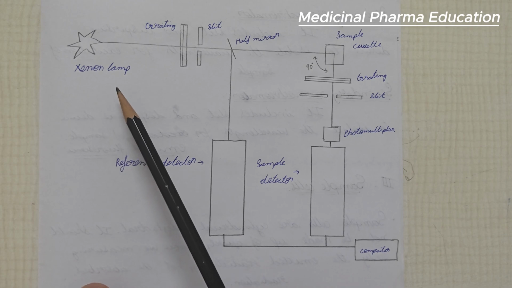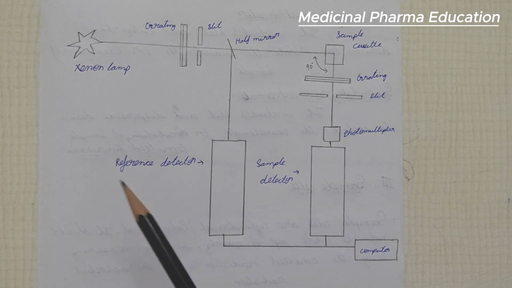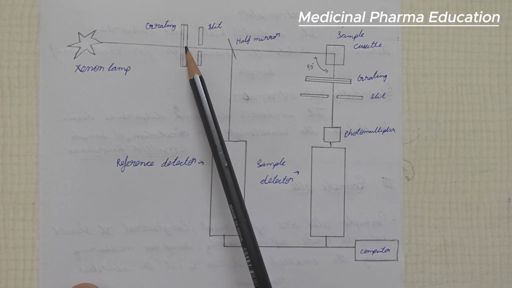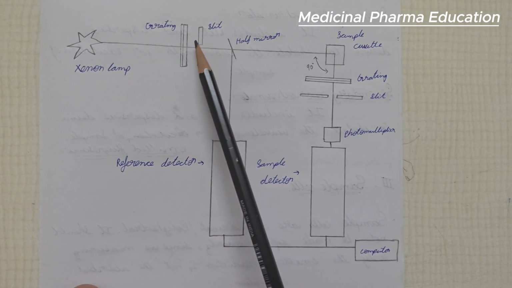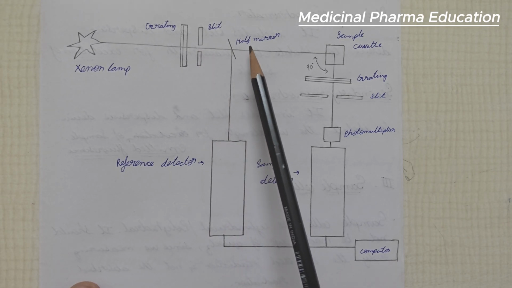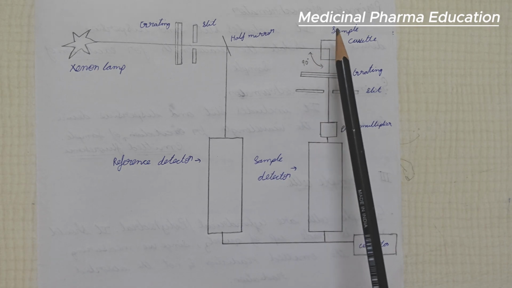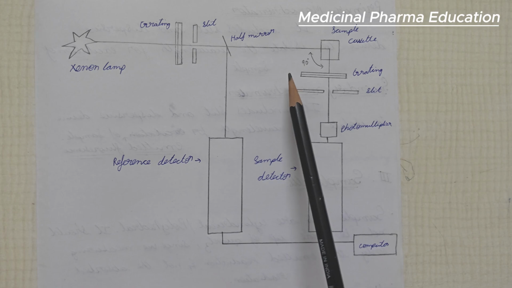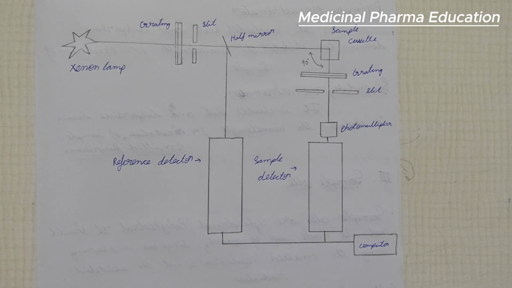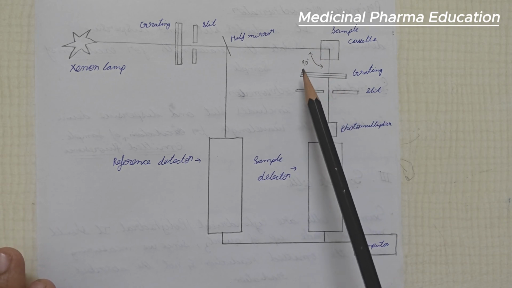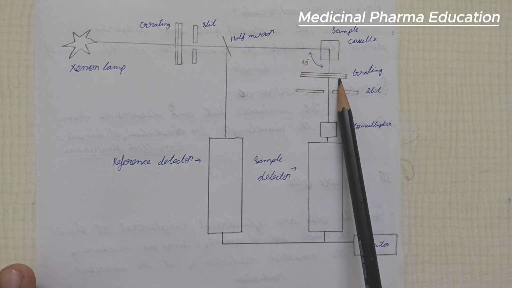First, the xenon lamp. We have already discussed the xenon lamp. It is a light source, where the light passes through the grating, where the polychromatic light is converted into monochromatic light, and it is passed through a slit, and here the sample. Here the emission is absorbed, right? Emission or... the principle is based upon emission, and emission takes place at only 90 degrees, so the sample is placed at 90 degrees.